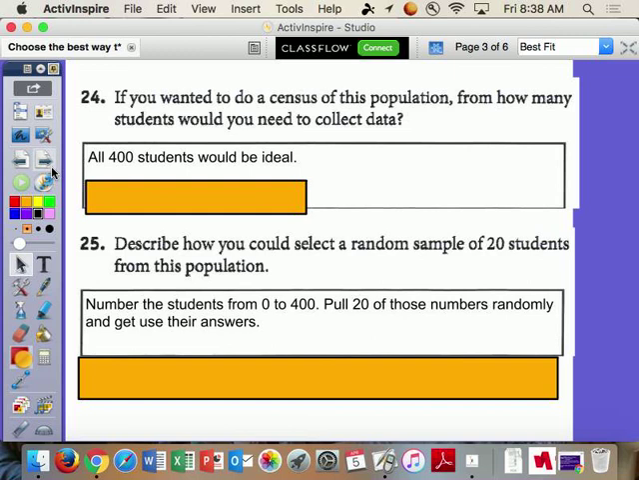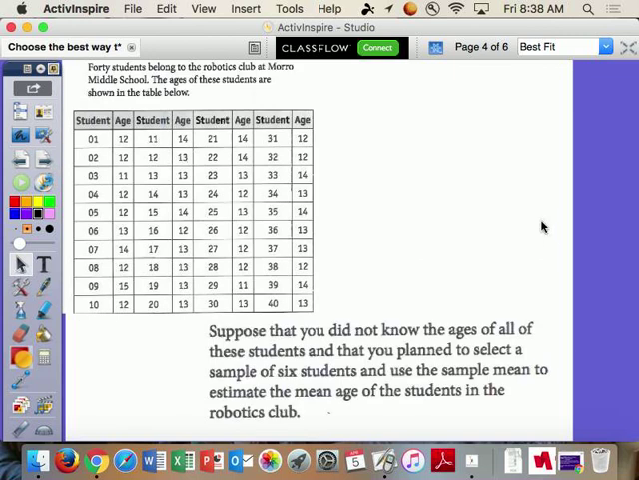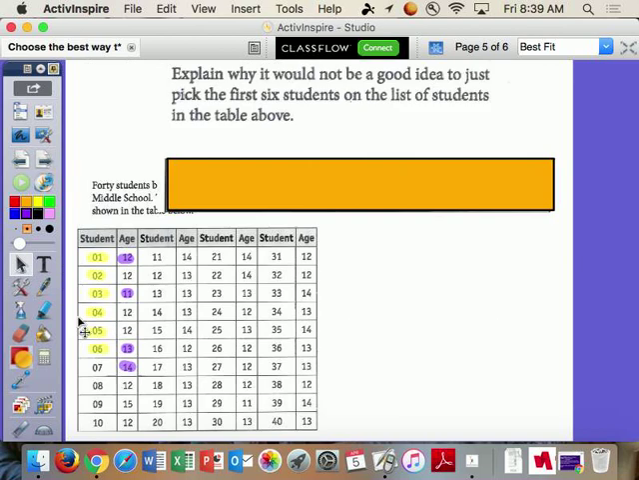Okay? So the next one. 40 students belong to the robotics club at some middle school. These are their ages. So this is just numbering the students, 1 through 40, right? And then here's their ages. Oh, there's a 15-year-old. I missed that on the next page. I'll get that. Hold on. Okay? So looking at that same data, I'm going to add that 15 here real fast. All right? Looking at the same data.